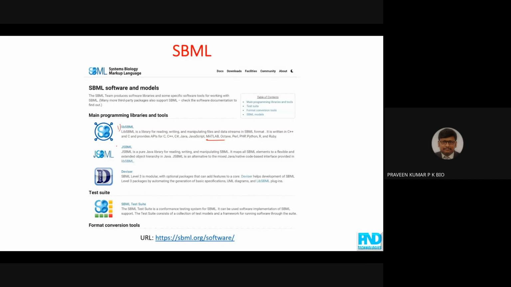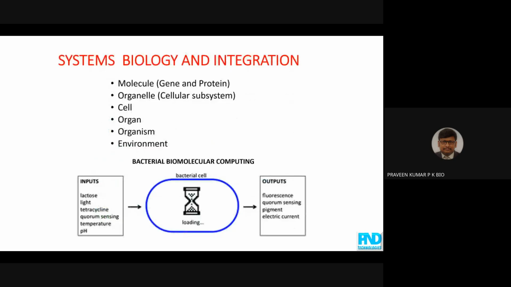Similarly, this is JSBML, another kind of tool. Actually, this is a pure Java library for reading, writing, and manipulating SBML. The third is the validator, and the fourth is the SBML test suite. So we have plenty of software for the system biology markup language. For this, we have to go to the URL mentioned below.